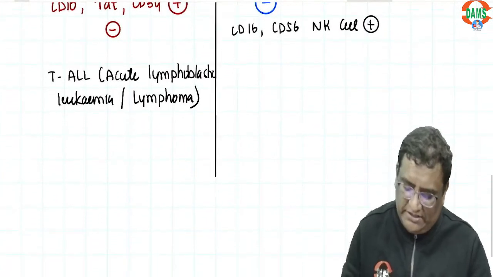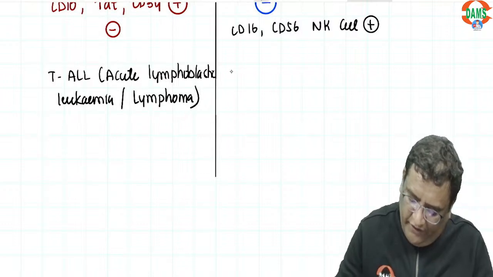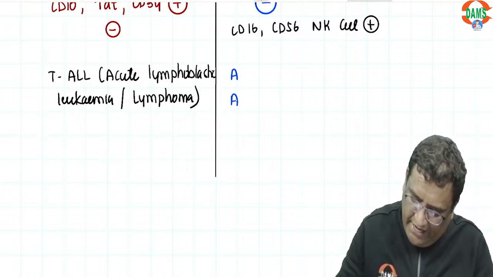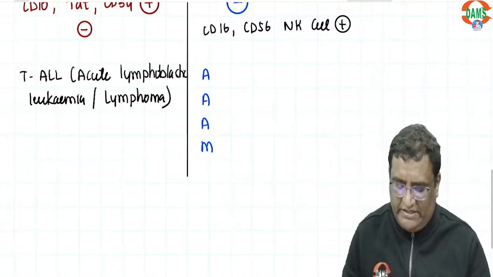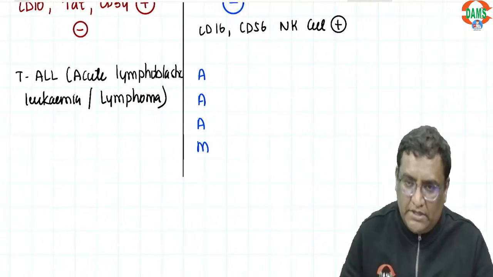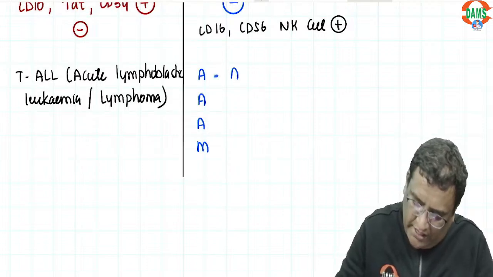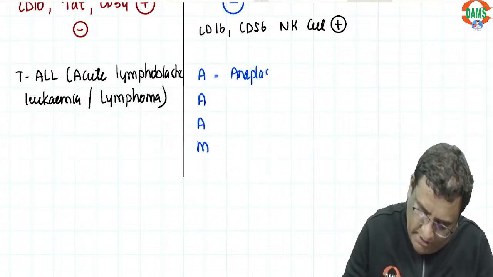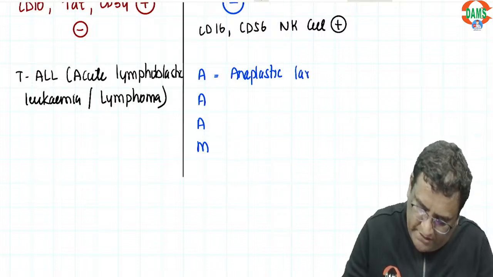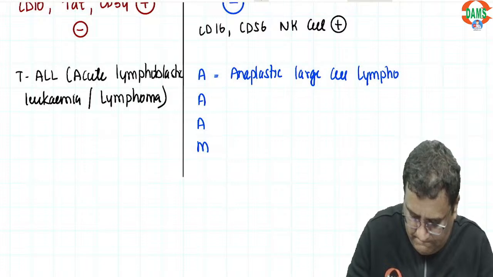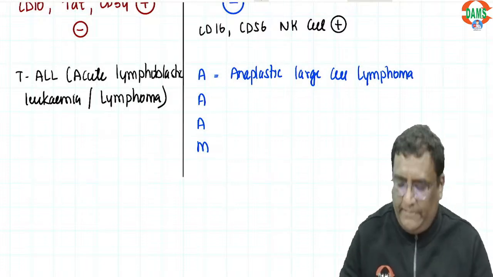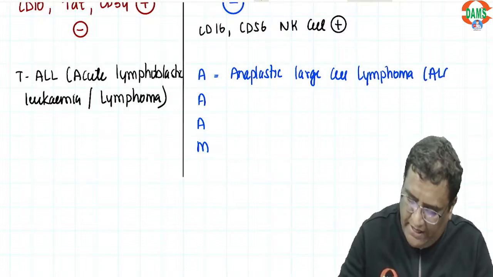Now, what are the peripheral T cell neoplasms? You can remember like this: triple A and M. So these are your peripheral T cell neoplasms. What are those triple A and M? The first A stands for anaplastic large cell lymphoma, which we can write in short form as ALCL.